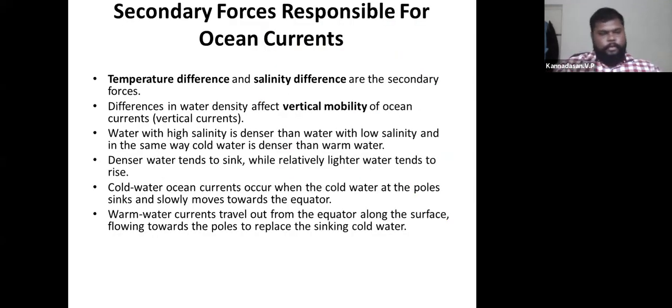Right, now coming to secondary forces that are responsible for the movement of ocean currents. So we already know one is the temperature difference, the other one is the salinity difference. So how come temperature affects the movement of ocean current?